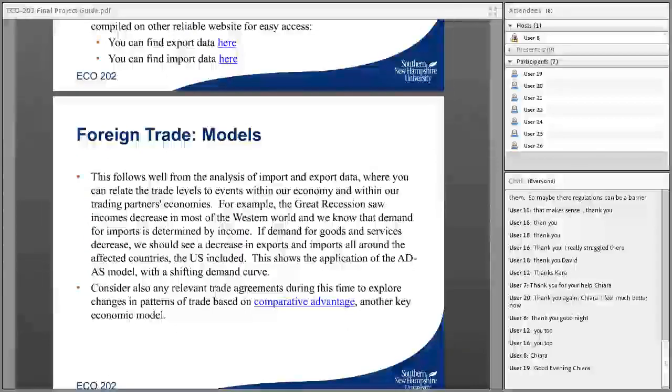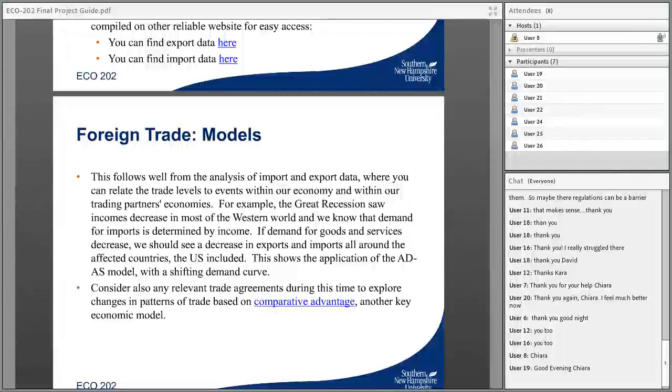So there's a link on this file that can help you research some more about import and exports, and you can find this file in the finals additional resources if you want to use these additional resources provided in the sample. The other element of foreign trade is models.